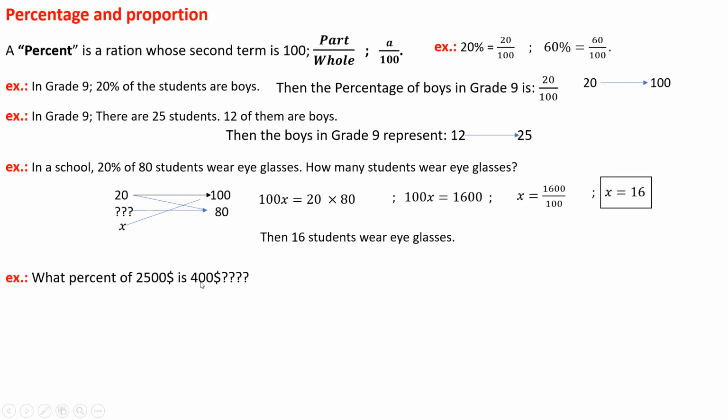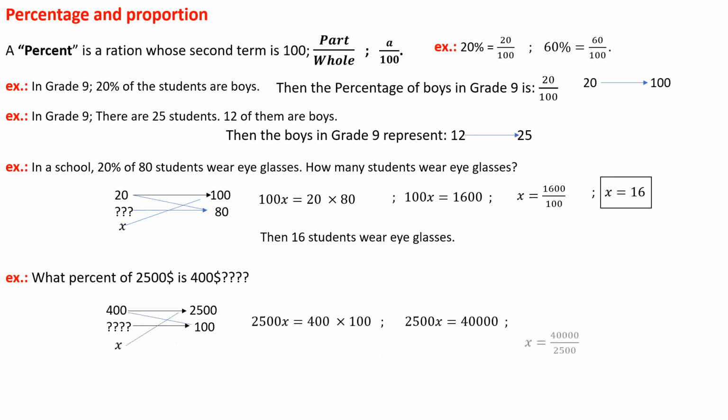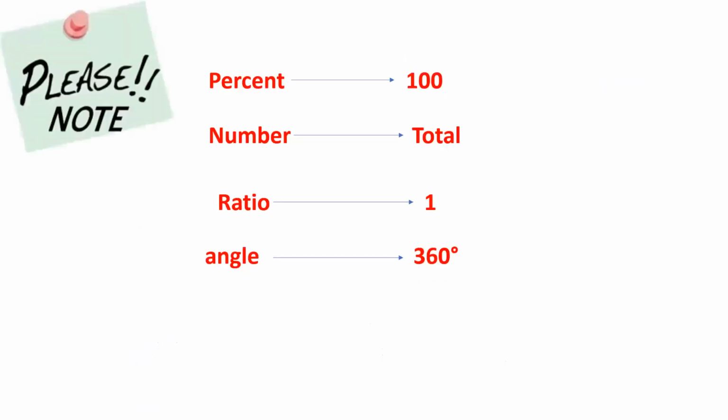So I have 400 out of 25,000. How many out of 100? Because I'm asked to find the percentage out of 100. So I do the cross multiplication and get the equation. So x equals 16%.